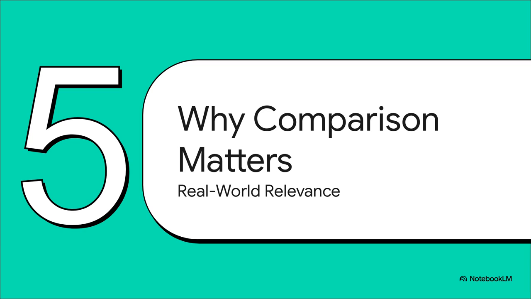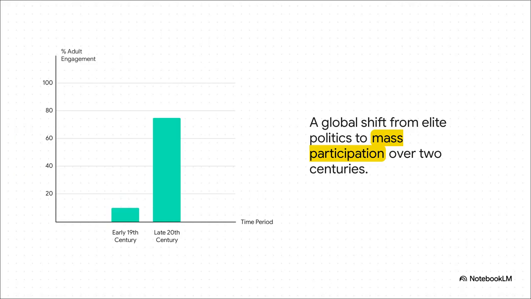Now, I know this might all sound a bit academic, but trust me, it's incredibly relevant to the real world. This is how we make sense of the massive changes happening all around us every single day. Just think about this for a second. In the early 1800s, politics was basically an elite club. In some places in the West, maybe only 10% of adults could even vote. Now, jump forward to the late 20th century, and that number shoots up to over 75%. That's a seismic shift. And it didn't just happen by magic. Comparative politics gives us the tools to understand exactly what forces were at play to make that happen.